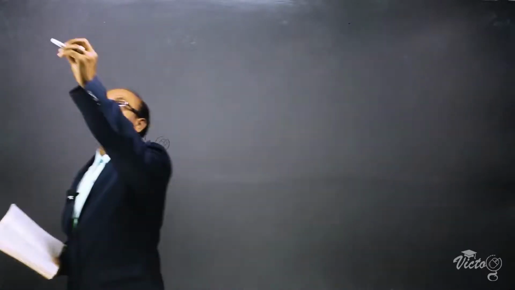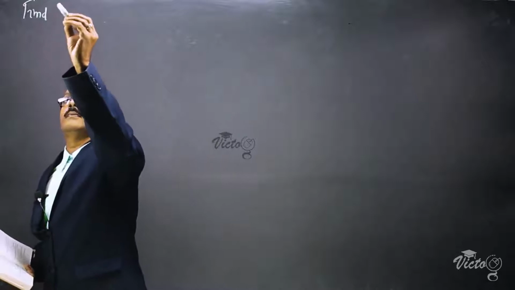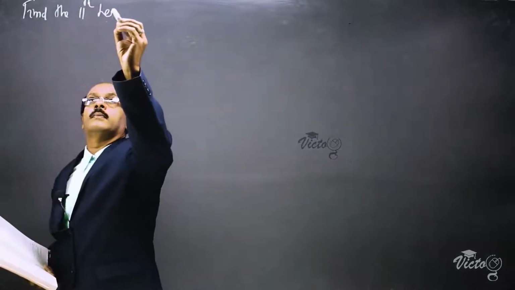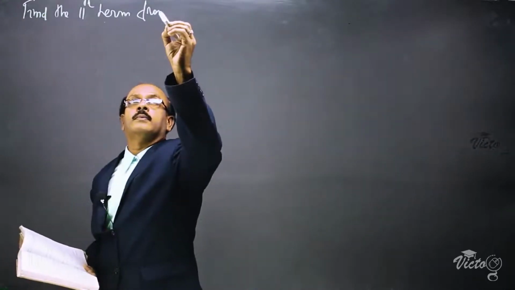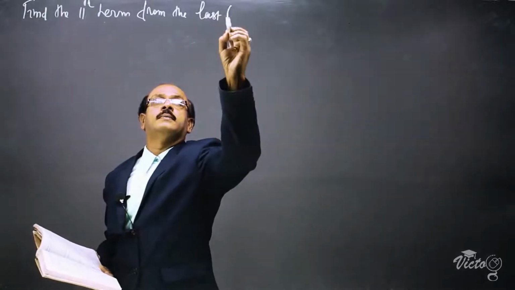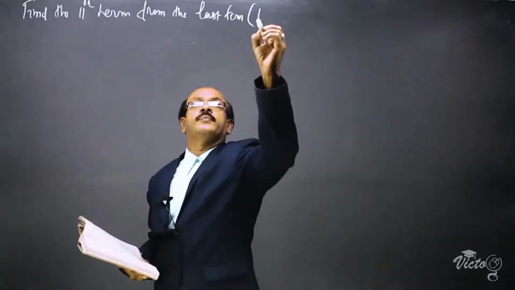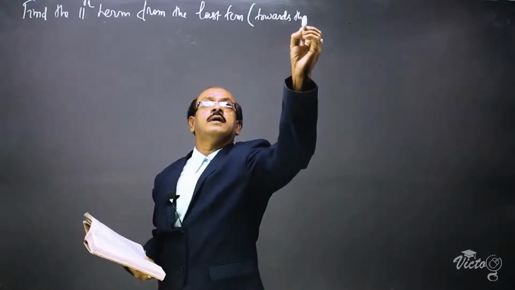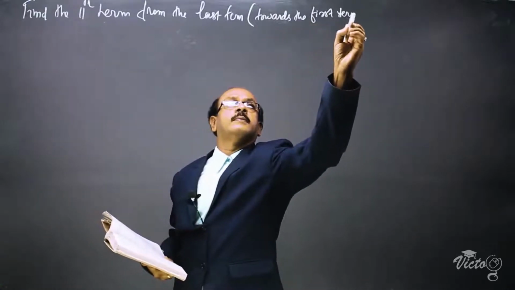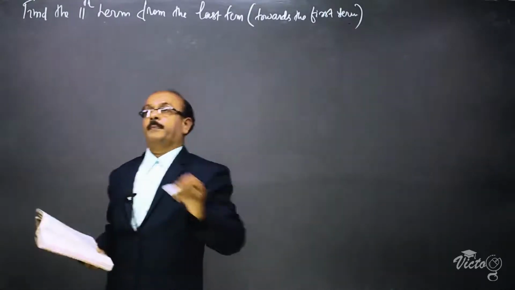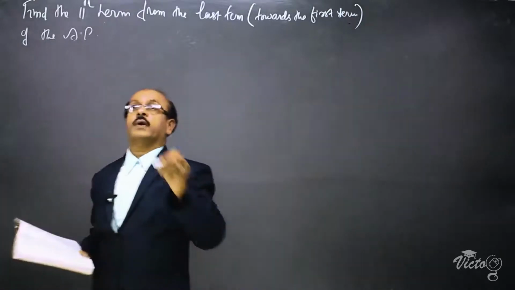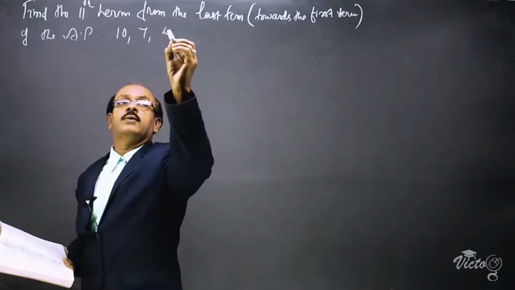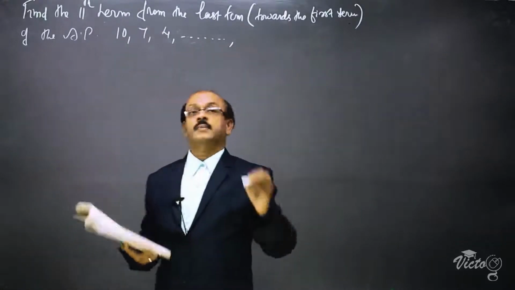Let us do the next problem. The question is, find the 11th term from the last term, from the last term towards the first term, of the AP 10, 7, 4, etc. The last term is minus 62.